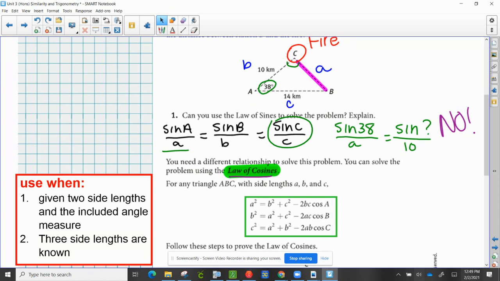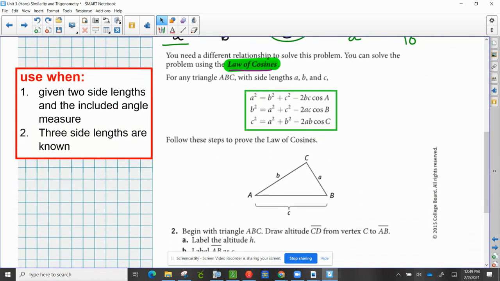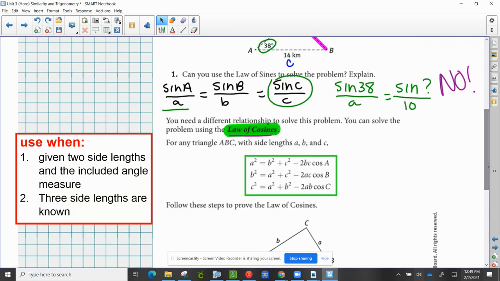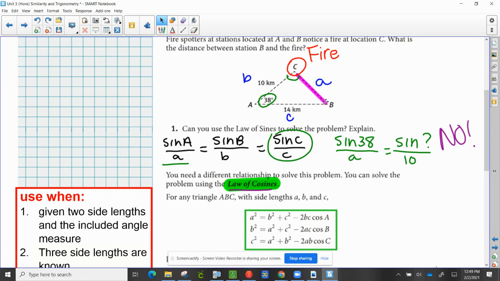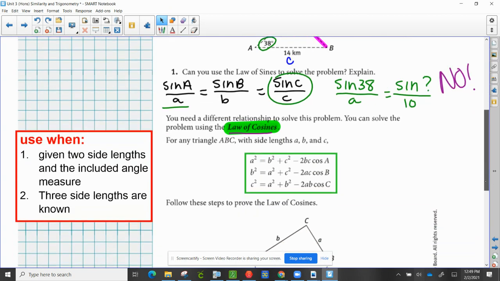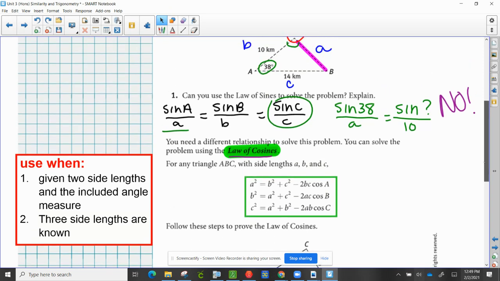Okay. So if we're going to use law of cosines here, the rest of this goes through and tells us how to prove the law of cosines, but I'm just going to show you how to use it to solve this problem. So if we actually wanted to find this distance, BC, the distance from location B to the fire, we would use our law of cosines. Now we have three options here. So it's going to depend on the picture, what we're given, to decide which kind of relationship we should use.